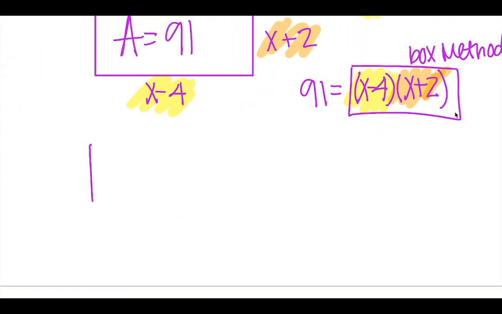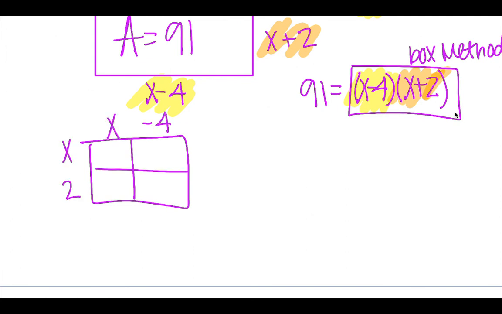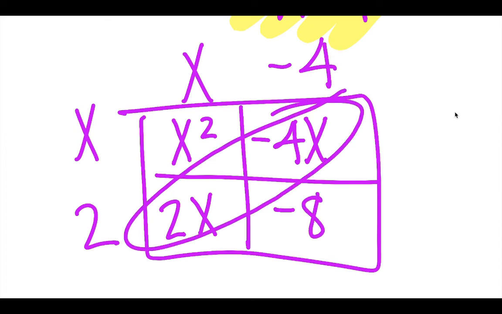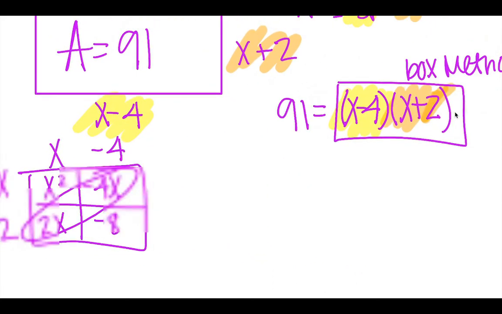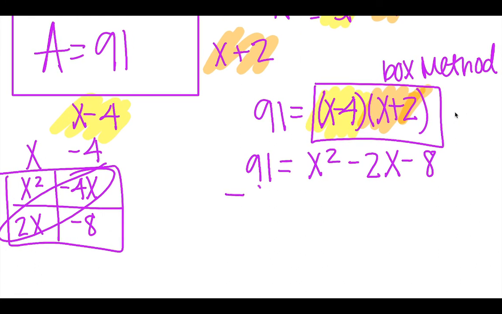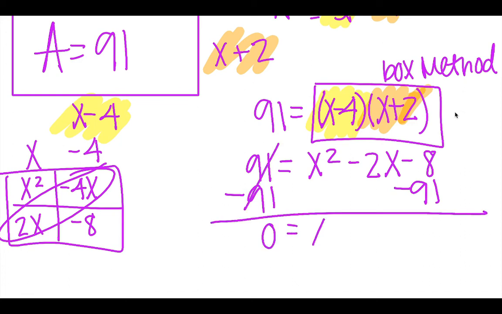So if you're doing box, I've got x minus 4, x plus 2. So if we do that, I've got x squared, negative 4x, 2x, and negative 8. Again, my diagonals are my like terms. So now I've got 91 equals x squared, 2x minus 4x is negative 2x, minus 8. Again, it has to be equal to 0. So this 91 has to get moved over. And I can combine it with that negative 8. So it's really 0 equals x squared minus 2x minus 99. Same signs we had, right?